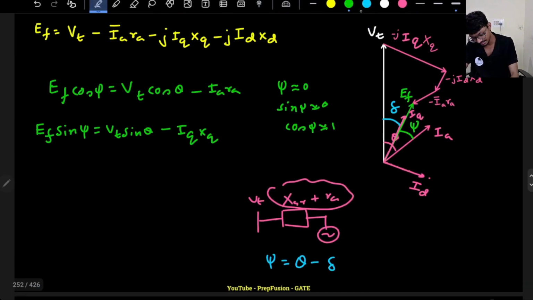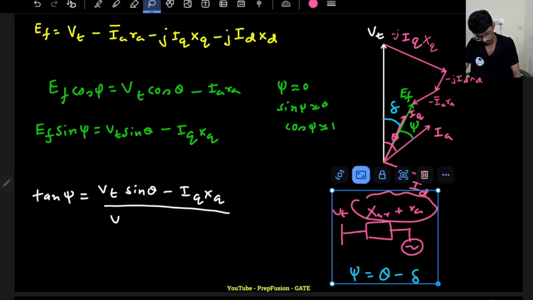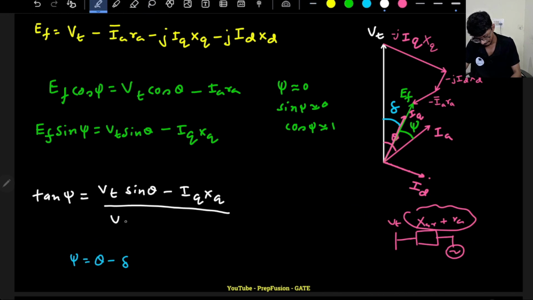So from here I can directly say that your tan I will be equal to Vt sin theta minus IQ XQ divided by Vt cos theta minus IA RA. Remember I is equal to theta minus delta, I will summarize, don't worry.